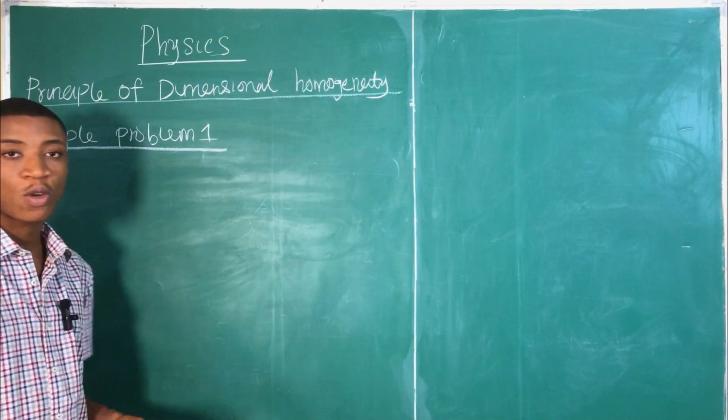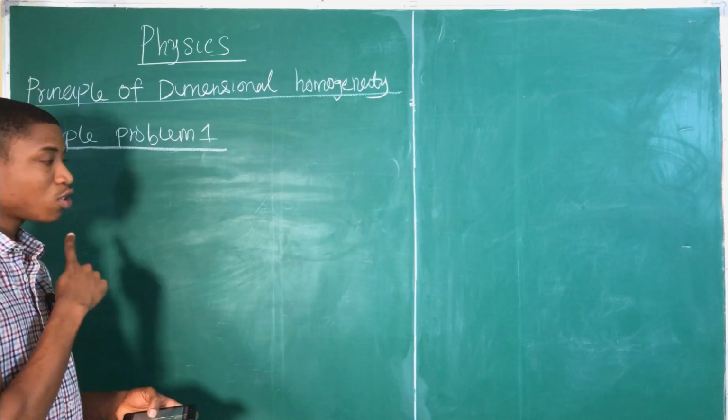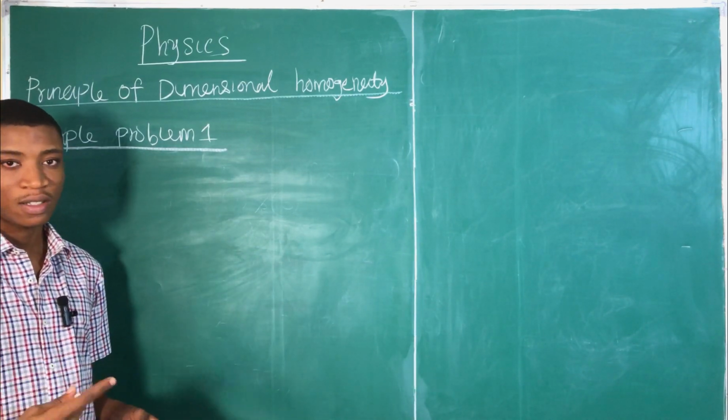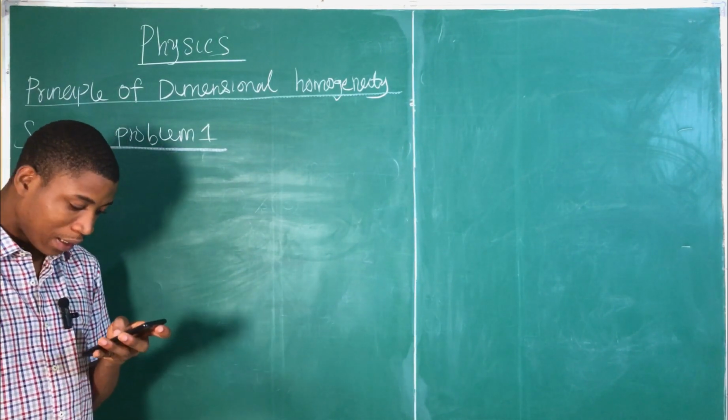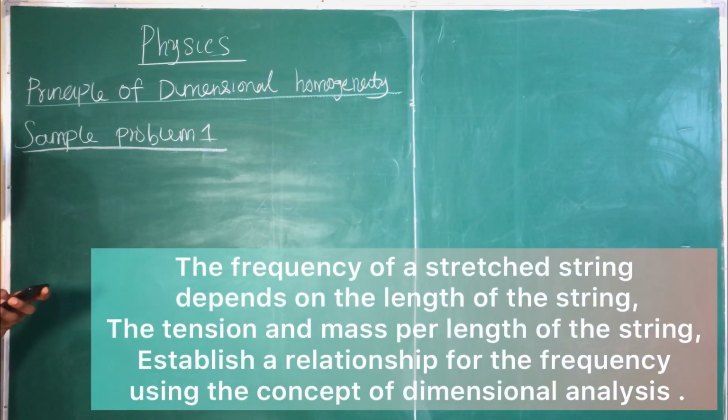So in today's course, we're going to be talking on a sample problem that involves dimensional analysis. Now, to read out this question, quietly listen. The frequency of a stressed string depends on the length of the string, the tension of the string, and the mass per length of the string. Establish a relationship for what? For the frequency using the concept of dimensional analysis.